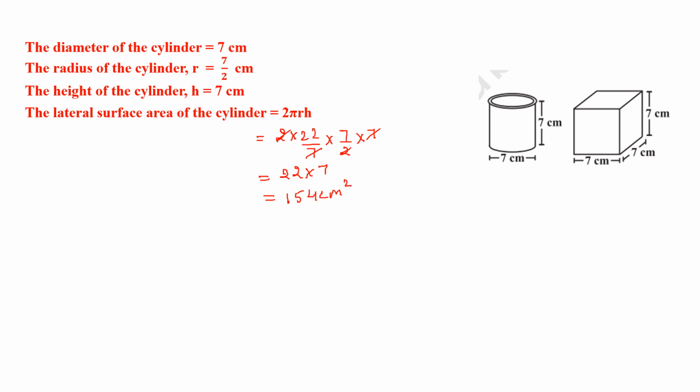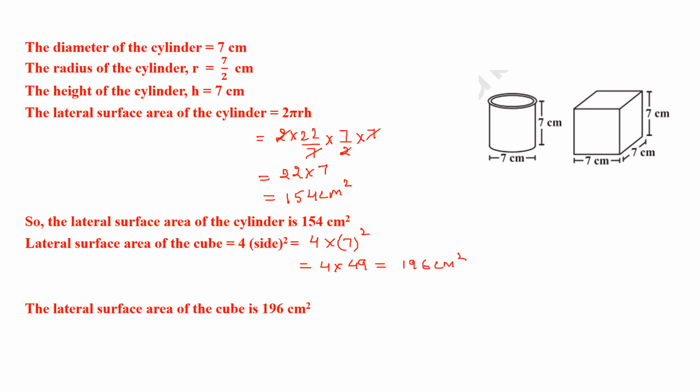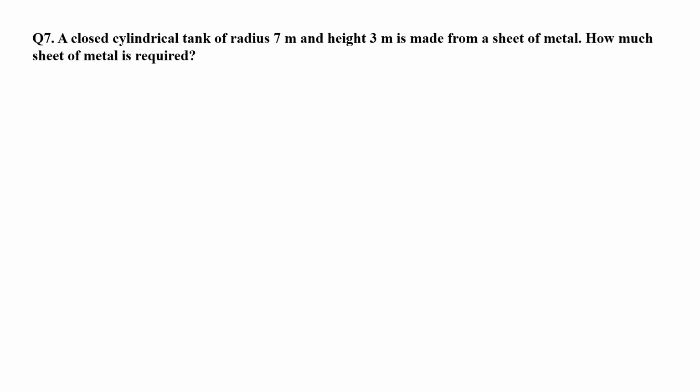Now next I am going to find the lateral surface area of the cube. So the formula is 4a square and a is the side. So 4 into side square, side is 7 square. So 4 into 49, and if you multiply 4 and 49, you will get 196 centimeter square, right? So lateral surface area of the cube is 196 centimeter square. And from here we can see that the cube has a larger lateral surface area, right? Now moving to the next question.